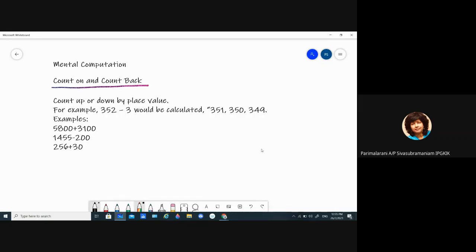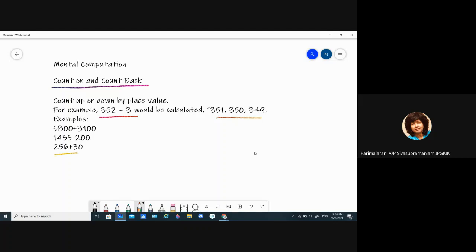We can count up or count down by place value. For example, if we want to do this calculation, 352 minus 3, we can always count back: 351, 350, and 349. We don't need to use a standard written algorithm, or a calculator. Straight away, you just count back in your mind, count back 3 steps, and you get your answer.